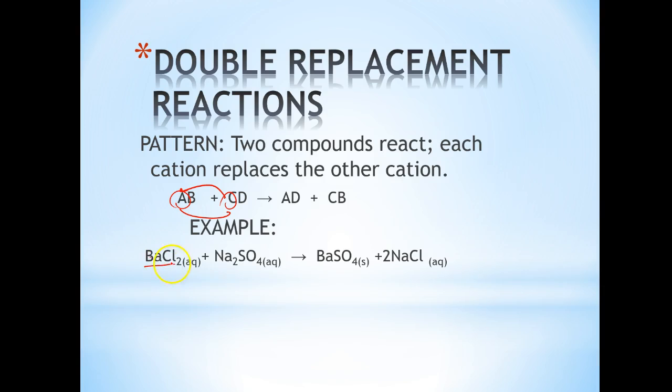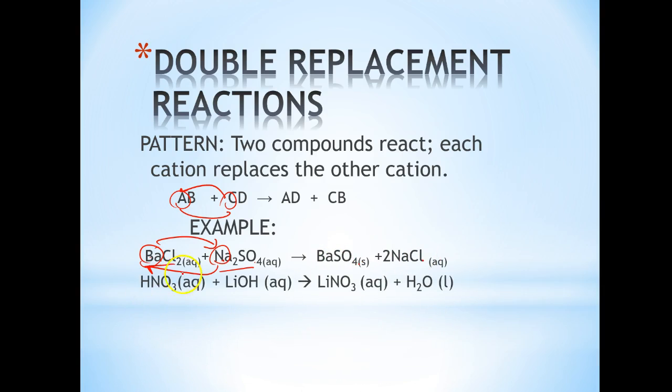And again, it's a compound, two capital letters, three capital letters. The Ba and the Na trade places. So the Na is going to end up with the Cl and the Ba is going to end up with the SO4. And that's where you get new compounds. This one is a special example of it. It's actually called an acid-base reaction. It's kind of a special version of a double replacement.